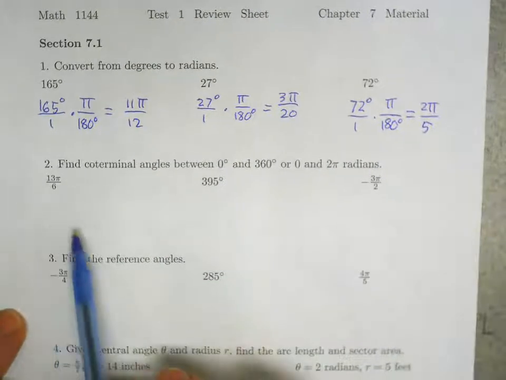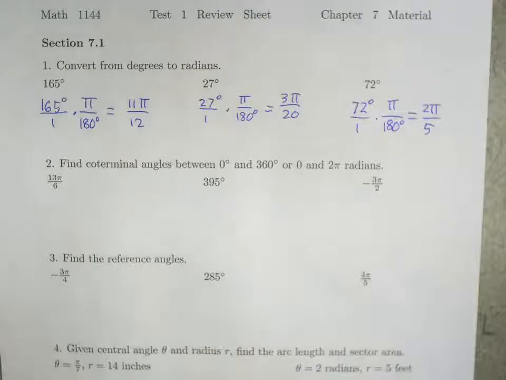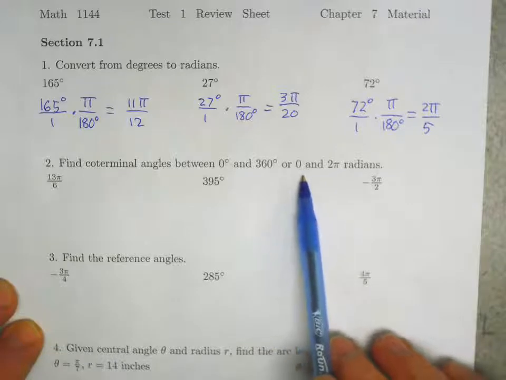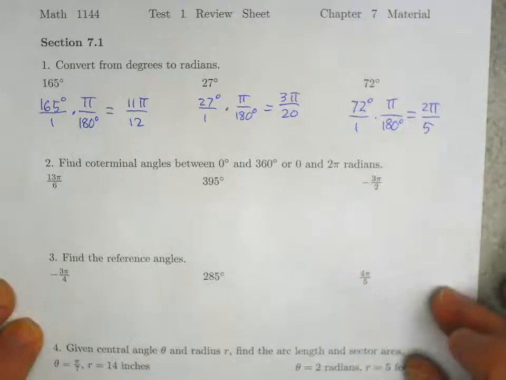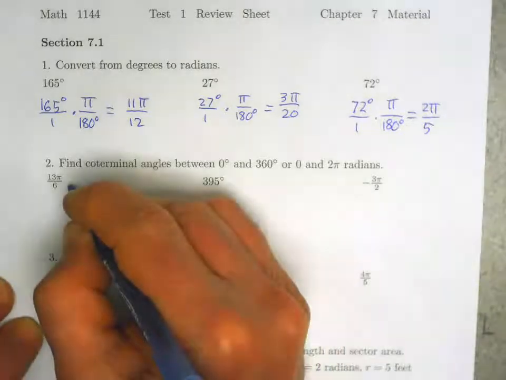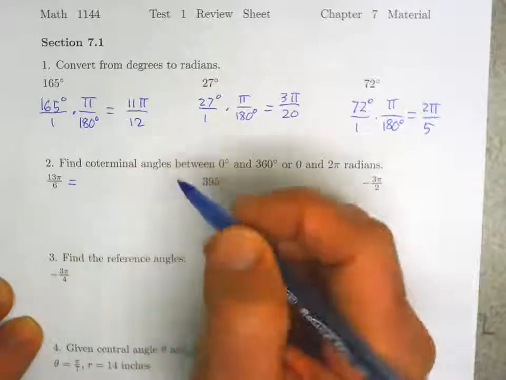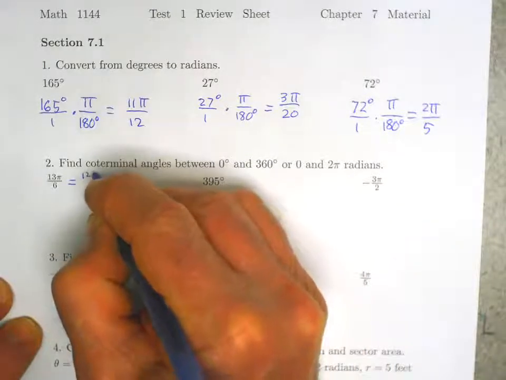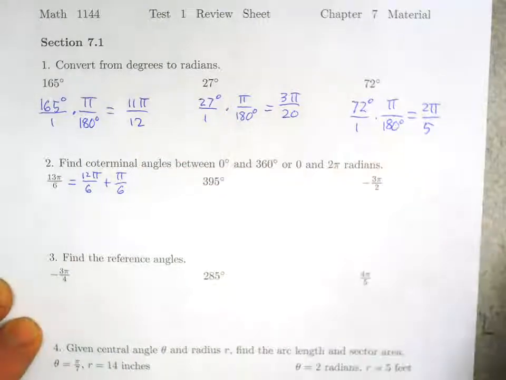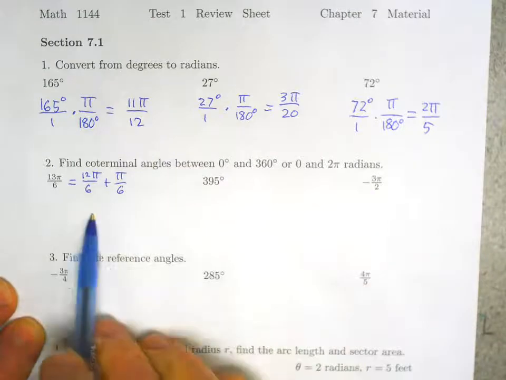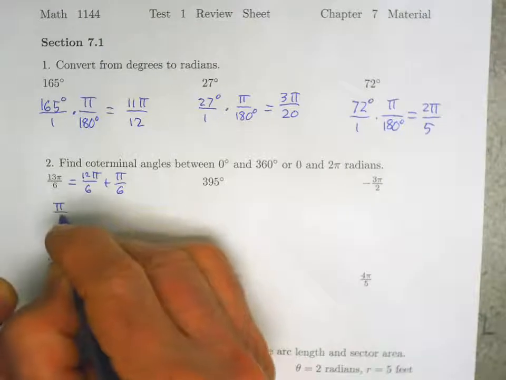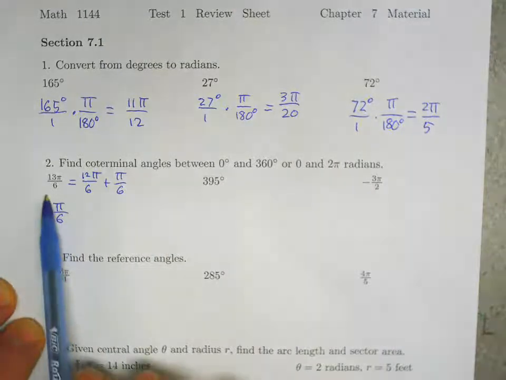The next part, find coterminal angles between 0 degrees and 360 degrees, or between 0 and 2 pi radians as appropriate. So this one is in radians. Notice that 13 pi over 6 is 12 pi over 6 plus pi over 6, or 2 pi plus pi over 6. So pi over 6 is coterminal with 13 pi over 6.